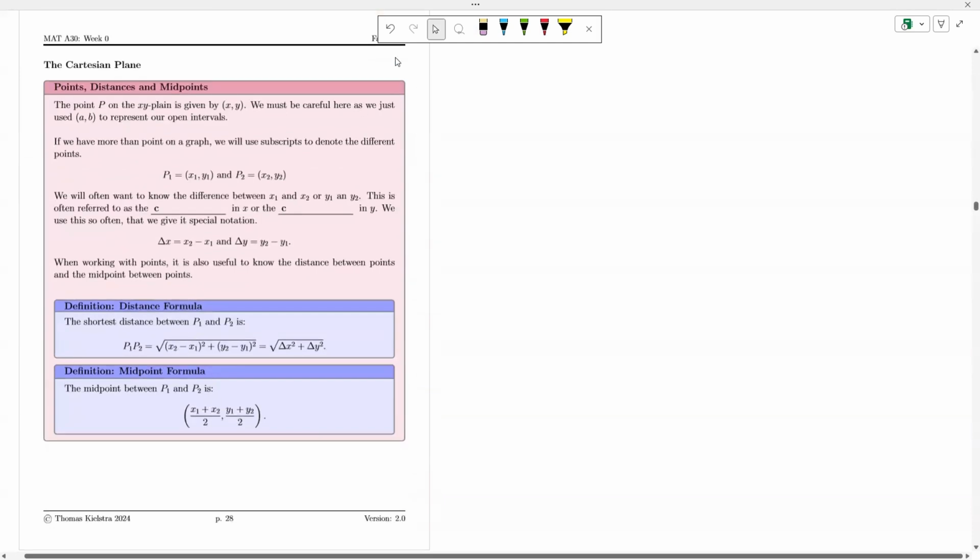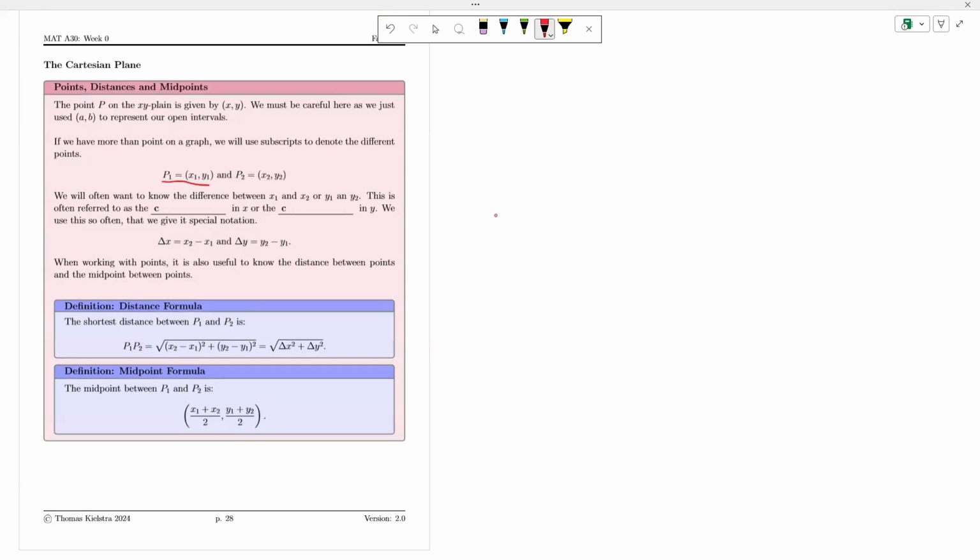With the Cartesian plane, we have points, but we also have distances and midpoints. And these distances and midpoints can be very useful. So the point P on an xy plane is given by (x, y). And we must be careful here because we just use these open brackets to represent intervals. So we need to remember we're not taking the interval of the x-axis, we're talking about a point. Now, if we have more than one point, we typically label using subscripts. So point 1 is (x1, y1), and point 2 is (x2, y2).